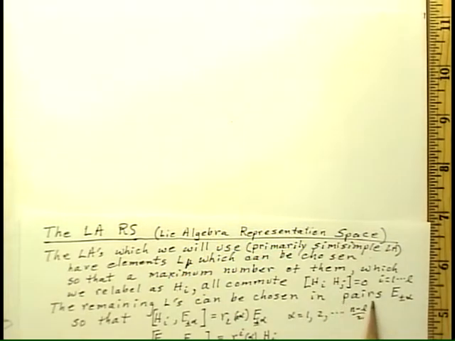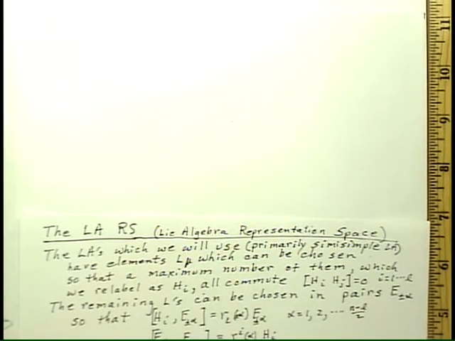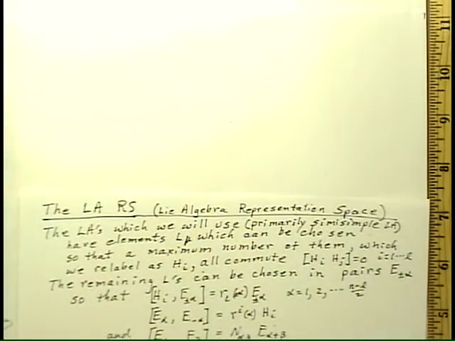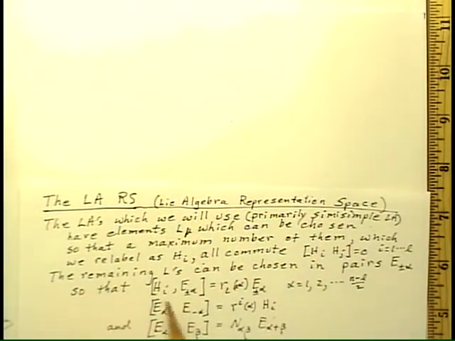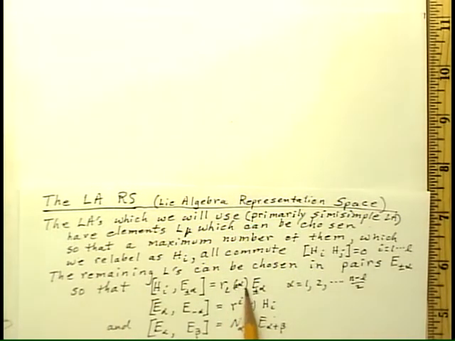The remaining L's can be chosen in particular pairs, which we're going to rename as E plus or minus alpha. In other words, they're going to be an even number that always remain, for a semi-simple Lie algebra, which we'll define later. And this is going to be so that the following equations hold. The H's, which is a maximum commuting set of these objects, commuted with the E plus or minus alpha, is equal to R sub I of plus or minus alpha, E plus or minus alpha.